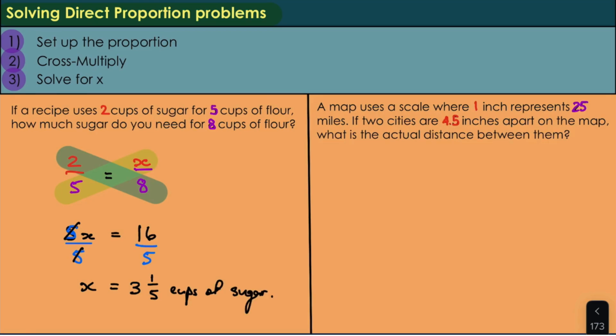Second example, step 1, let's set up the proportion. We don't know the distance, so that will be x. Step 2, cross multiply. 25 multiplied by 4.5 is 112.5.